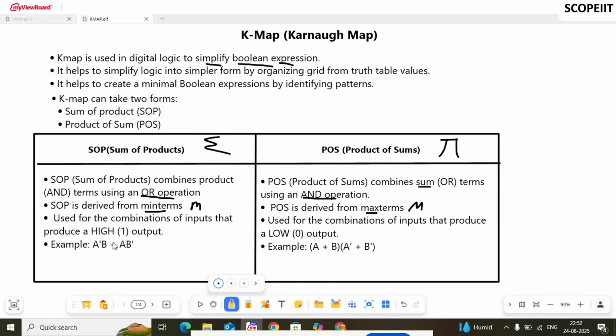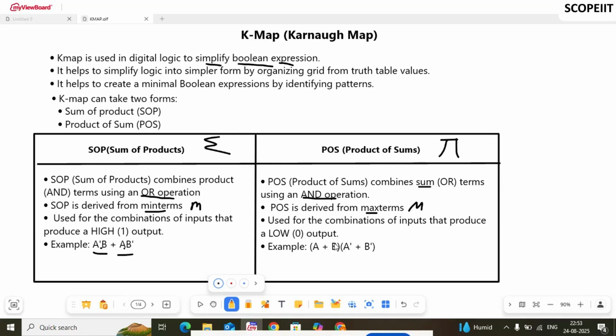Okay, now let us try to understand an example. See, A bar B plus A B bar. This is an example of SOP. How? Because if nothing is written in the middle, it is a dot. So it will be A bar dot B. Dot means product. So here also A B bar, with a dot in the middle. Now both sides are products and in the middle is plus, so it becomes sum of product. Plus means sum of these products.